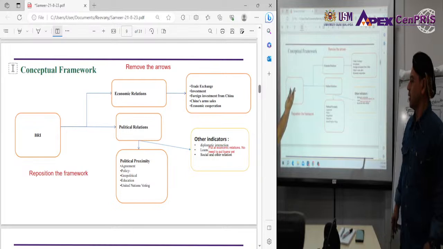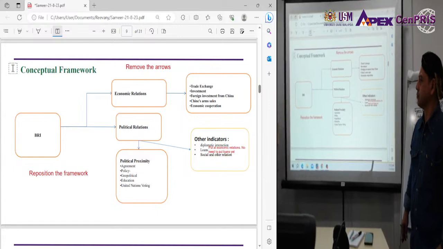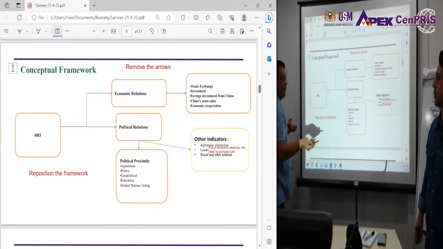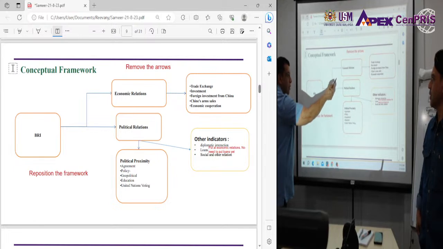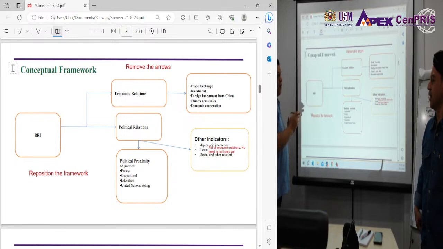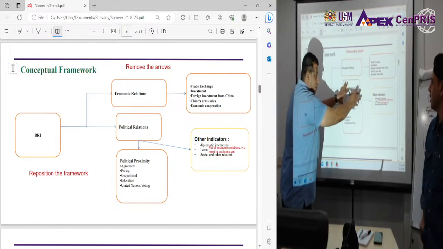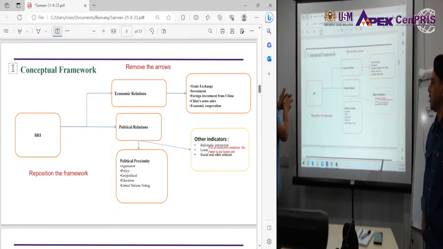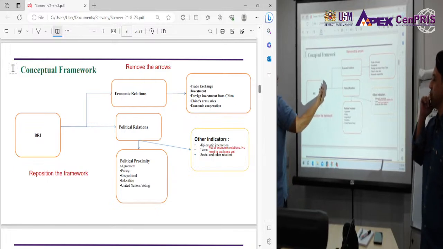I will take after BRI, what happened? Before BRI, what's the relation? Economic and political. This is my idea. This chart you should put here. This is BRI, the action, 2013, and a comparison between economic relation, after and before, and political relation, after and before. That's my idea.